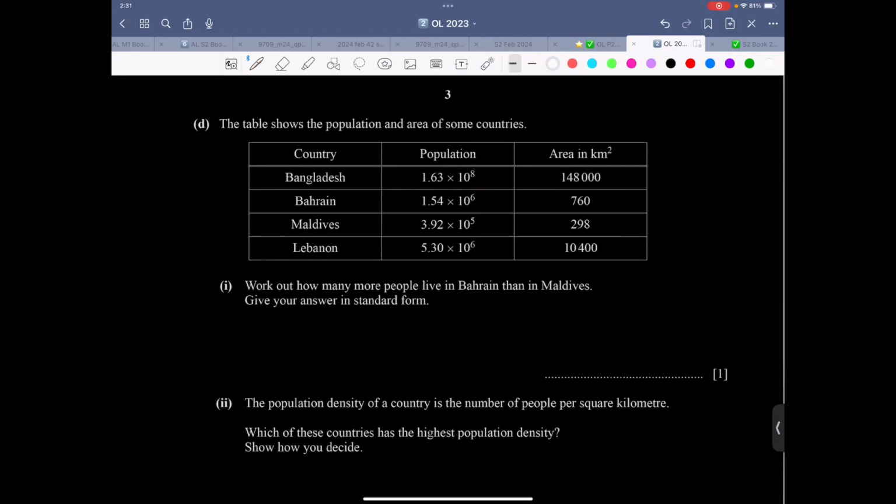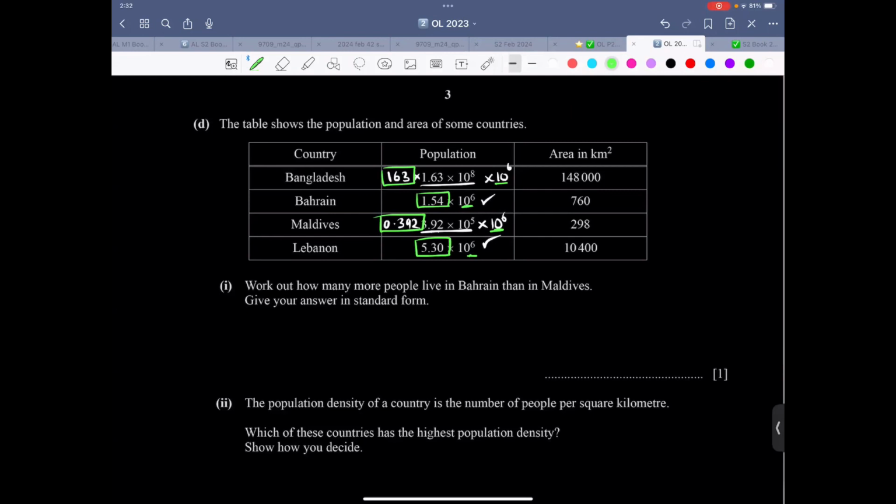So there are 2 with a power of 6. So let me convert 3.92 into 10 to the power 5. I can write this as 0.392 into 10 to the power 6. So I've converted it. So that will become 3.92, double check. And over here, if I write it with 10 to the power 6, the 2 zeros will go over here. That is 163 into 10 to the power 6. So this is 163 now. This is 1.54 now. This is 0.392. This is 5.30. They all have a power of 6. So now this is all good.